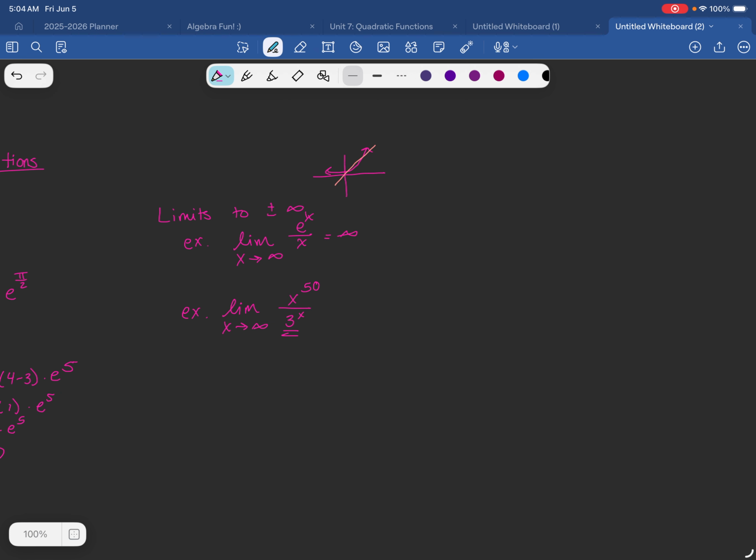However, this 3 to the x, I'm multiplying 3 by itself forever, and I'm never stopping. And so by the time I get to the end of it, I'm multiplying infinity times 3, infinity times 3 again, infinity times 3 again. So even though this x to the 50th is a very large number, it's not going to win out against a 3 to the x, because these exponentials grow at a faster rate than our polynomial functions every step of the way.